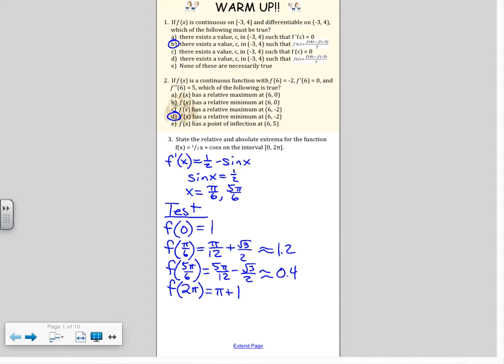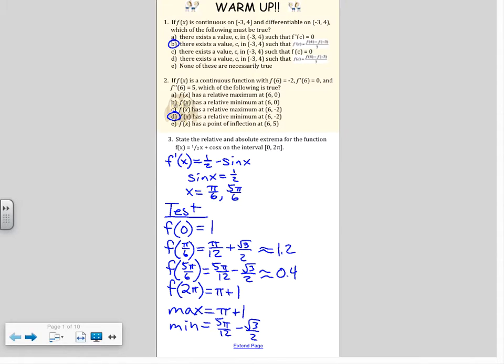So we know then, of course, pi plus 1 is our max, right? Because pi plus 1 is around 4. And our min would actually be the 5 pi over 12 minus root 3 over 2.